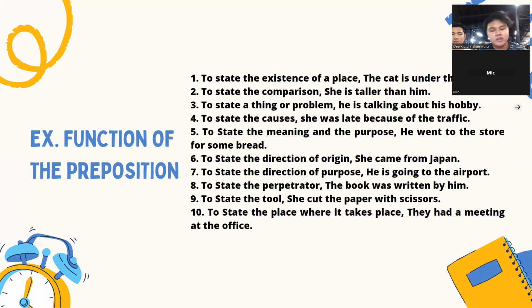Six, to state the direction of origin: she came from Japan. Seven, to state the direction of purpose: he is going to the airport. Eight, to state the perpetrator: the book was written by him. Nine, to state the tool: she cut the paper with scissors. And ten, the last, to state the place where it takes place: they had a meeting at the office.